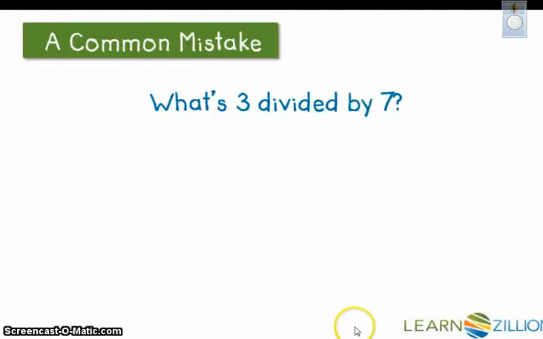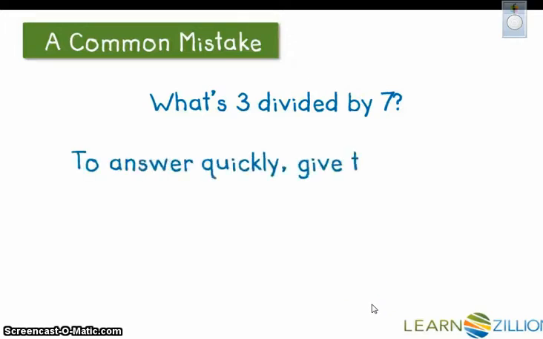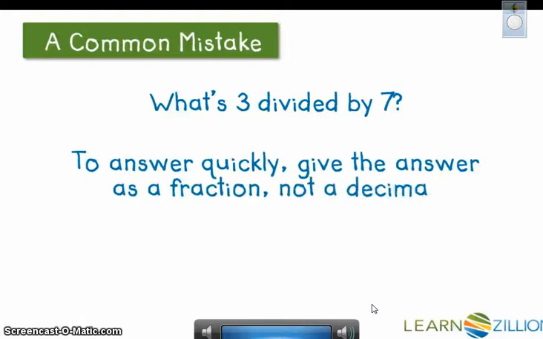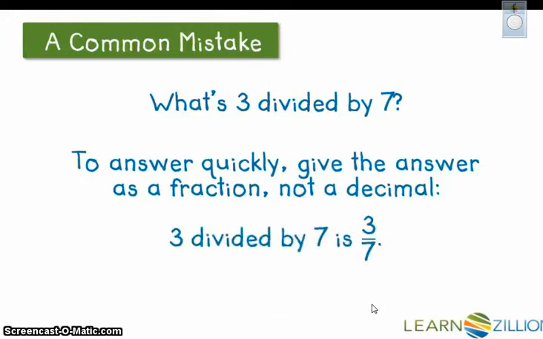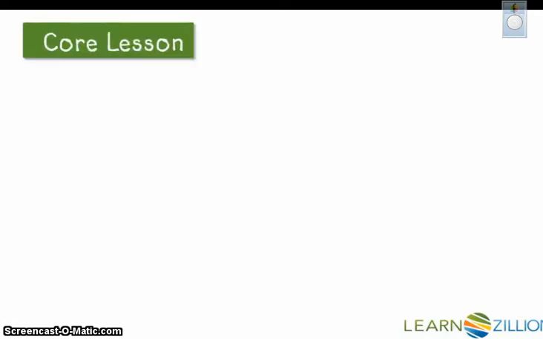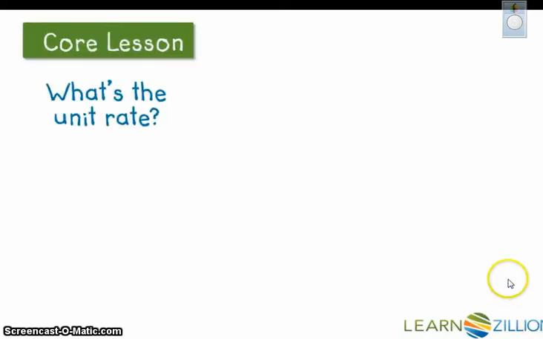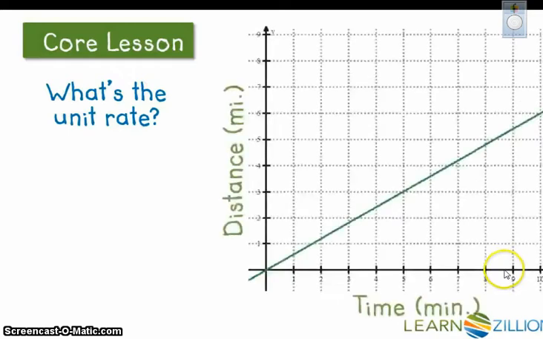Now in this lesson, we're going to be needing to divide in some examples where we don't get an integer as an answer, such as what's 3 divided by 7. A common mistake is thinking that you always need to give your answer as a decimal. In fact, it's often much more efficient to give the answer as a fraction, because 3 divided by 7 can just be written as 3/7. Keeping that in mind, let's move on to see how that can help us find a unit rate from a graph. What's the unit rate for this proportional relationship?